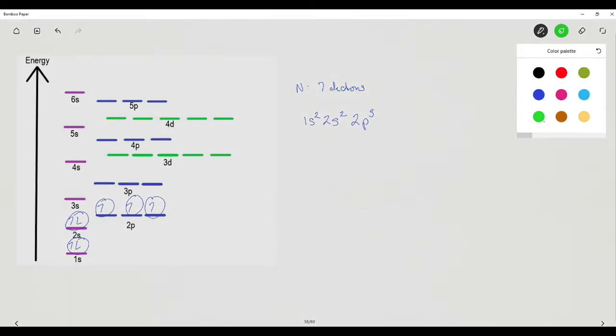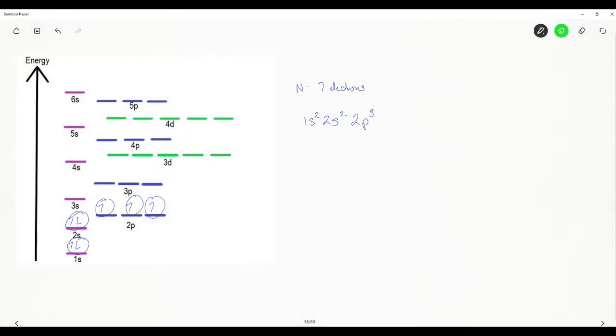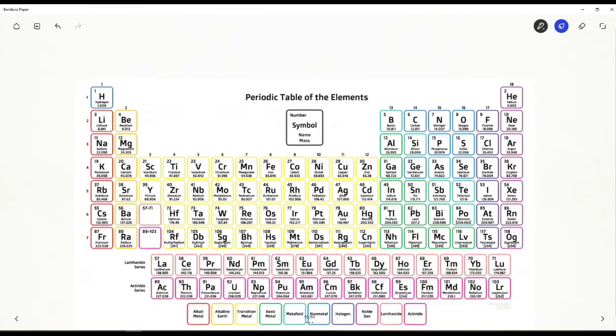So I am going to switch to my green, and notice if I add 2 plus 2 plus 3, I get my 7 electrons. So this is always a nice double check to make sure that you have a reasonable electron configuration. If I added my superscripts and I got 20, there's no way that could be a correct electron configuration for nitrogen.